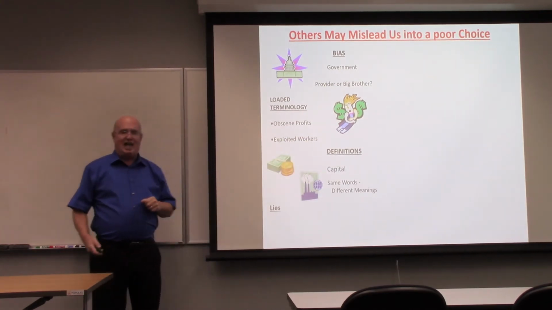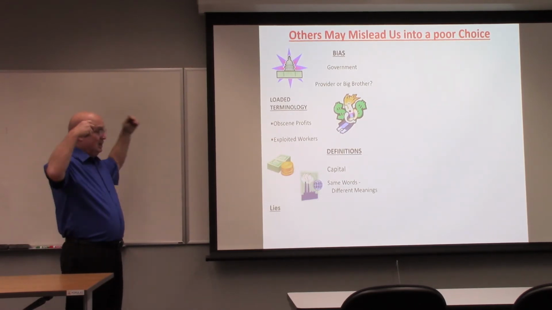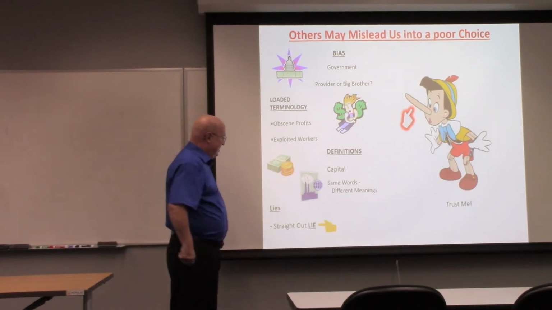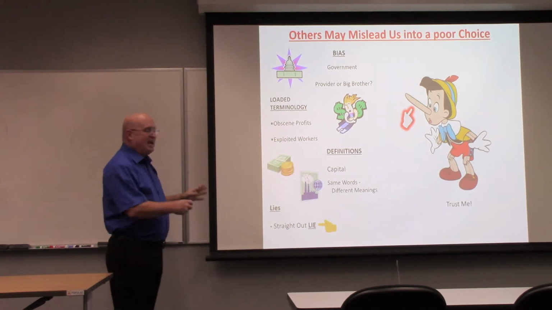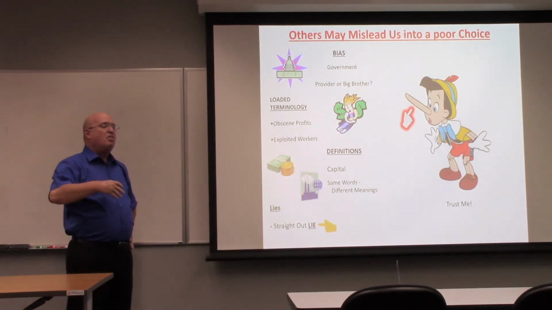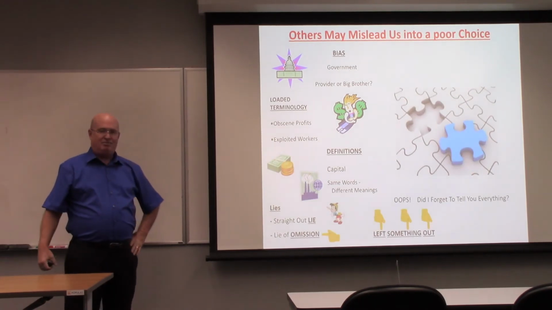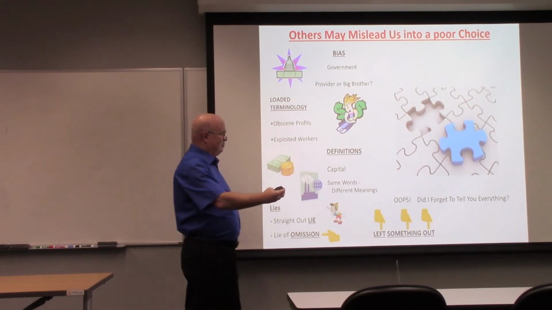Now, we come out with lies. I mean, that's the easiest way, just lie to me. Now, most of us can find the straight out lie, right? The nose grows, that kind of thing. All right, the straight out lie is easy to see. The harder lie is what's called the lie of omission. You leave something out. Okay?